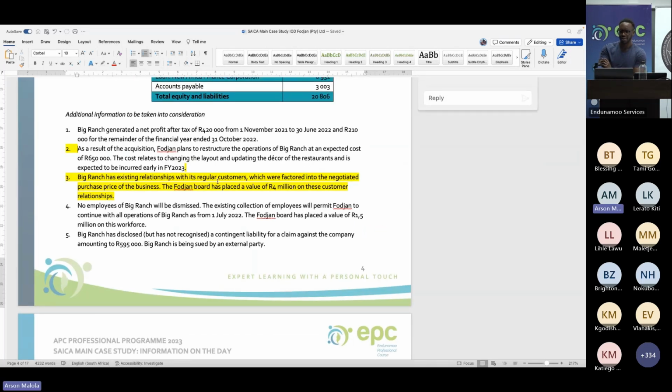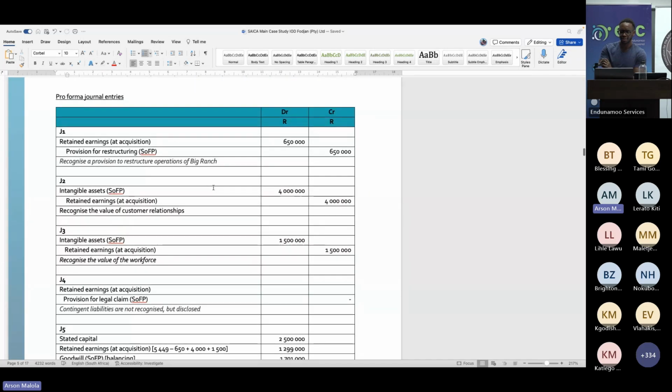Number 3, customer list, 4 million. Okay, cool. So I note that you've recognized a customer list of 4 million rand separately from goodwill. I am unable to conclude whether or not this is appropriate, because the information that I have at my disposal is insufficient.